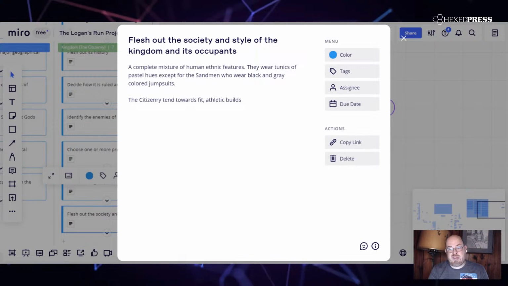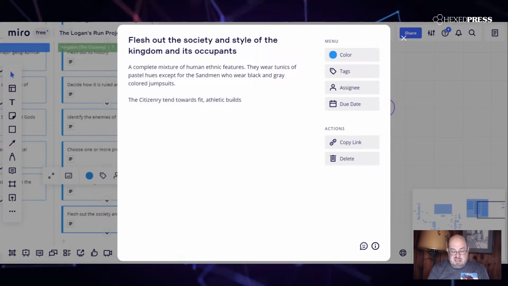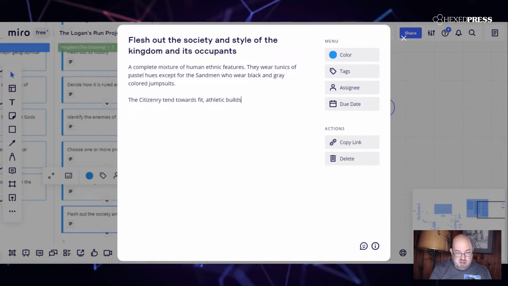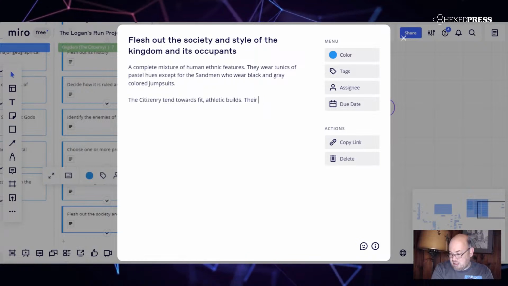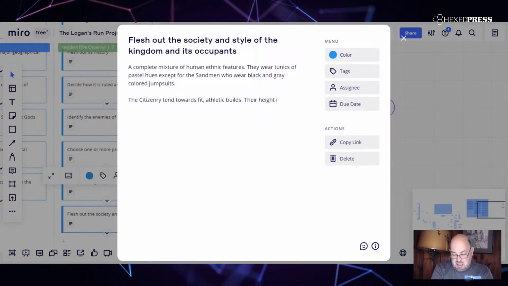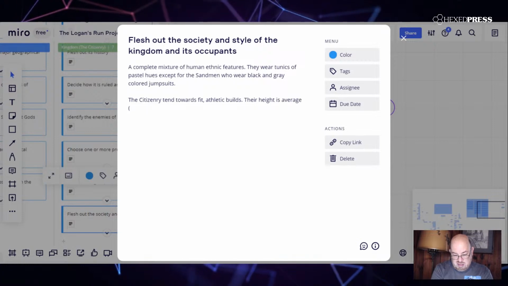I don't know if the books go into whether there was some kind of genetic manipulation to sort of get folks with the most fit, athletic, physical shapes. They don't seem to be super tall or built. Height is average, say 6 feet.